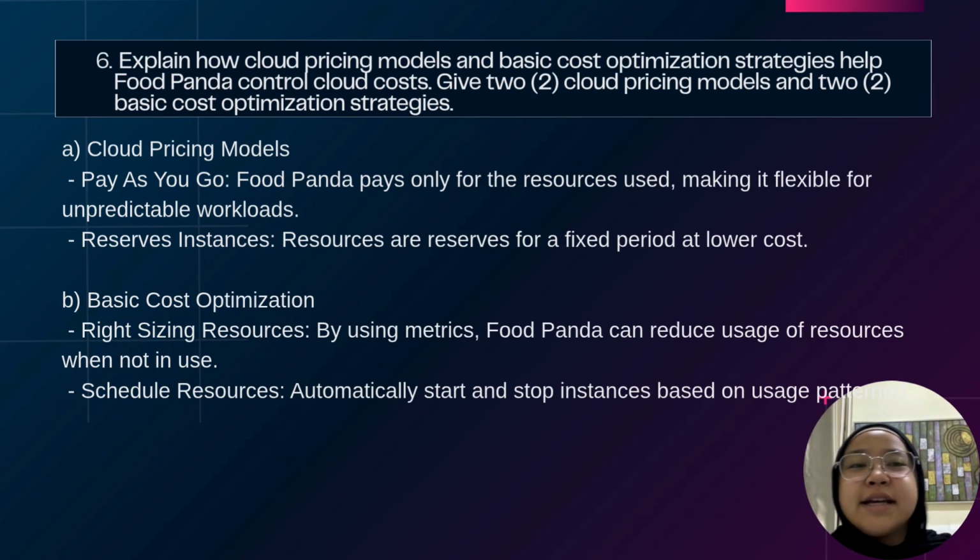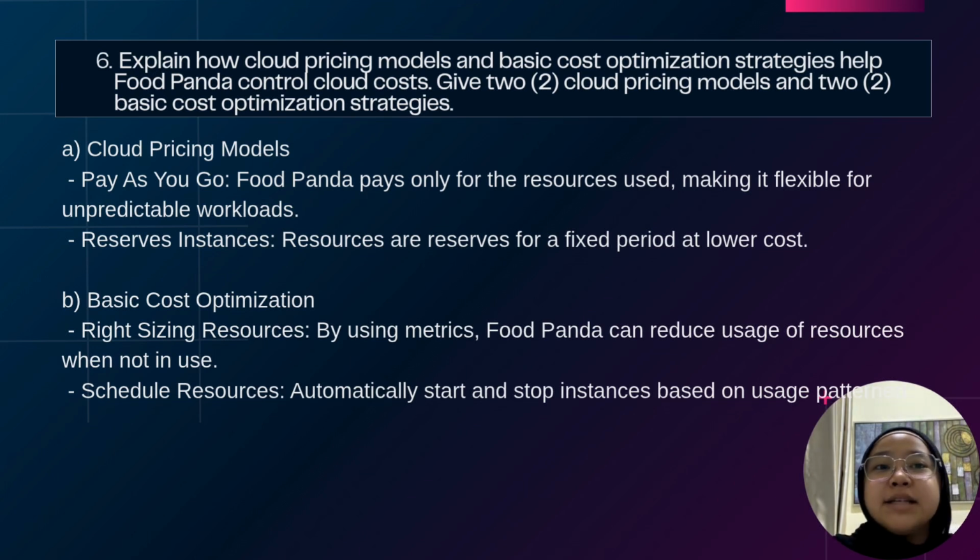And the last question is to explain how cloud pricing models and basic cost optimization strategies help Foodpanda control cloud costs. Give two cloud pricing models and two basic cost optimization strategies. First, for cloud pricing models, we have pay as you go. Foodpanda pays only for the resources used, making it flexible for unpredictable workloads. Second, reserved instances mean resources are reserved for a fixed period at lower cost.